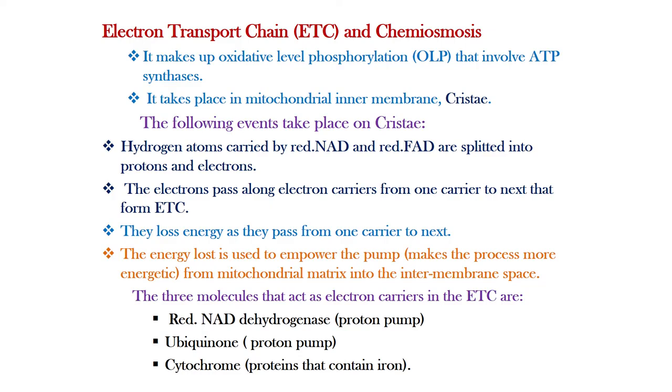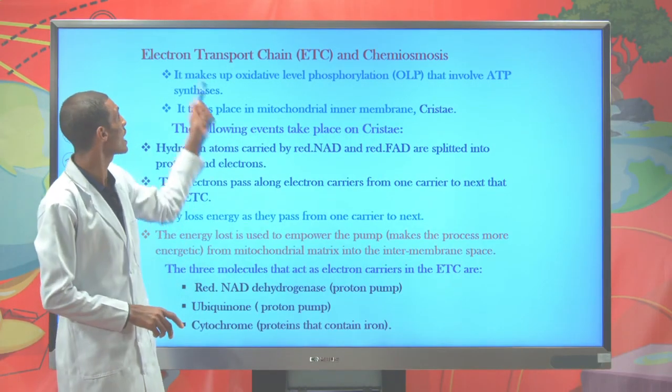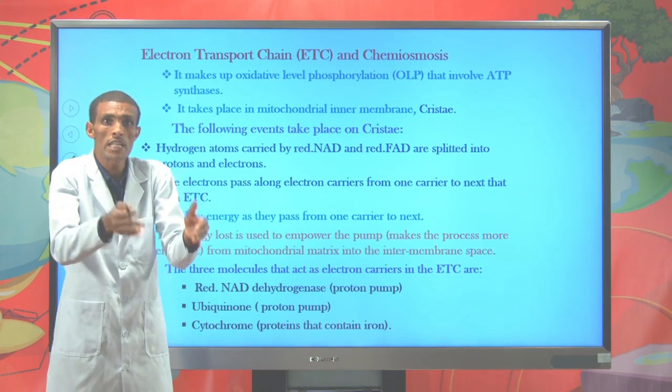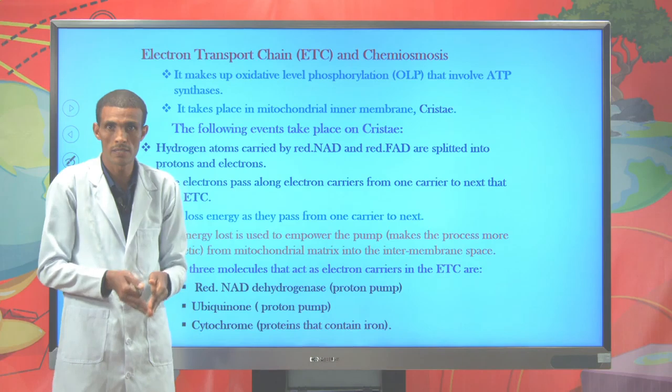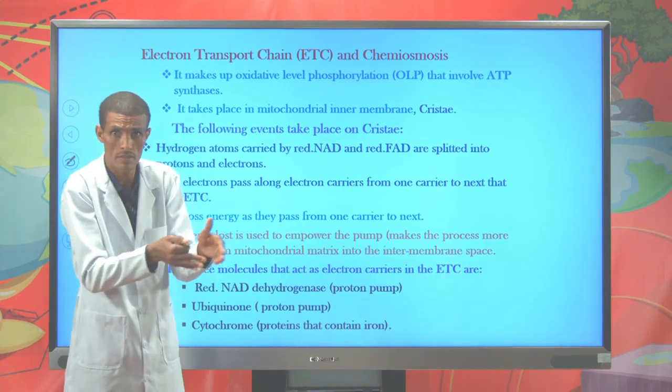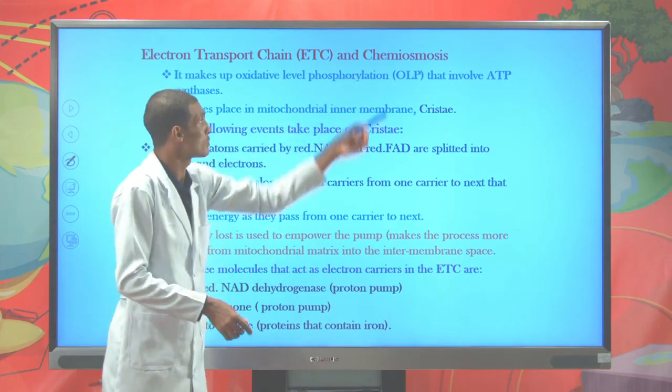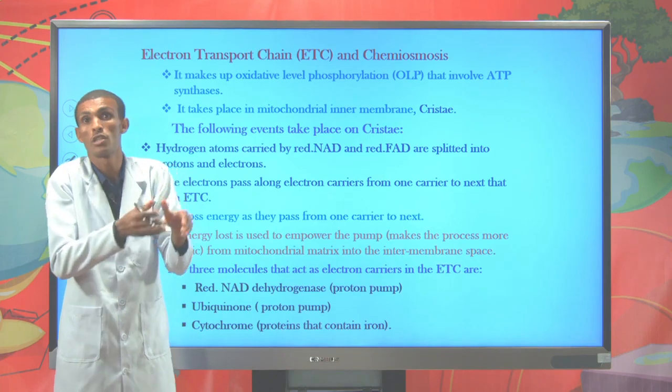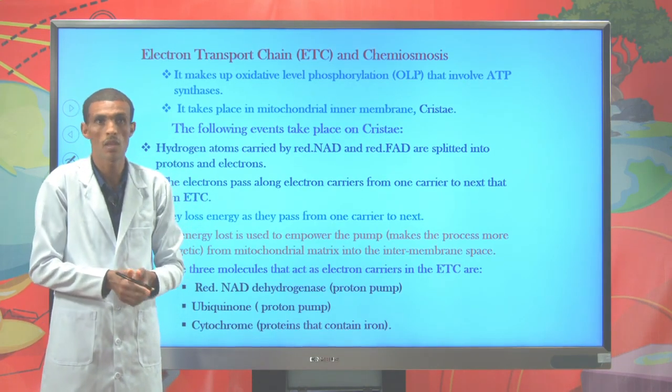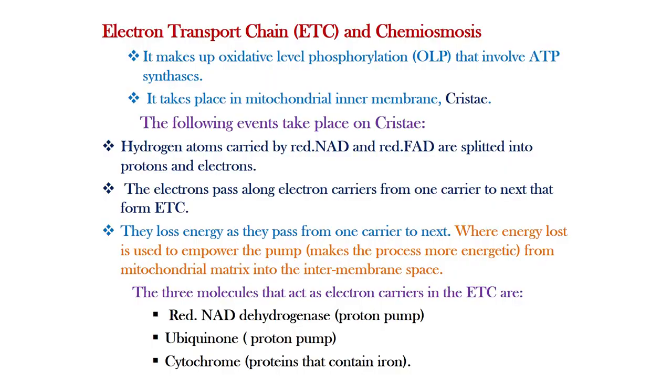Another most important step of aerobic respiration is oxidative phosphorylation, which includes both the electron transport chain and chemiosmosis. The electron transport chain is a means of transporting electrons from one carrier to another, whereas chemiosmosis means passing of protons through the mitochondrial membrane. These 2 reactions take place only in the mitochondrial membrane.